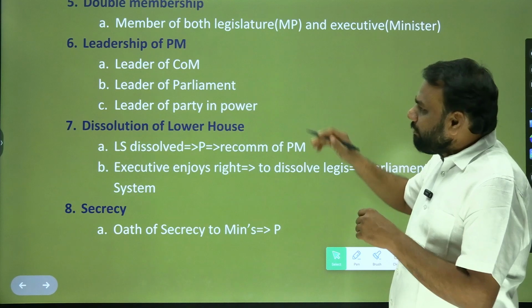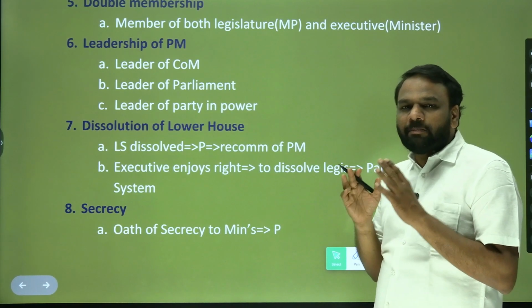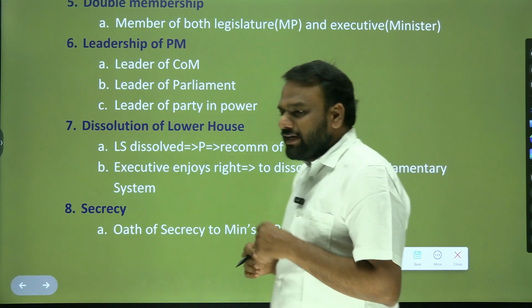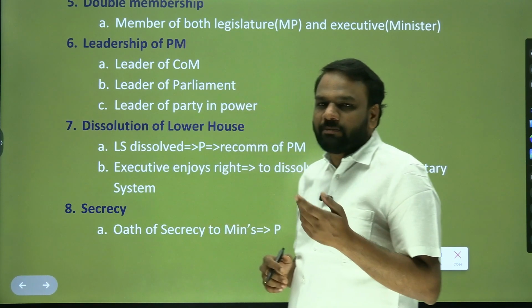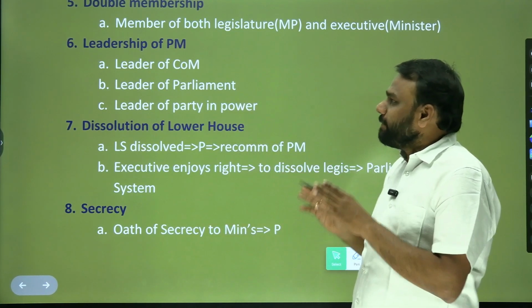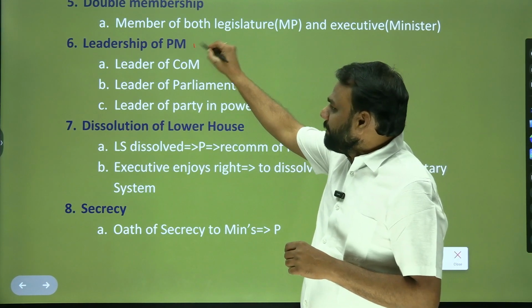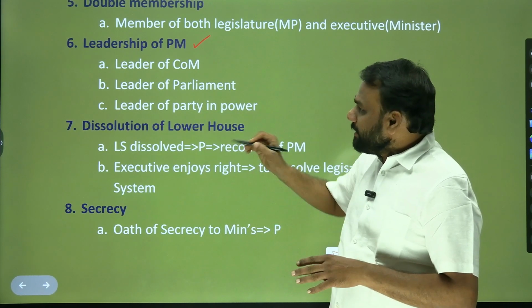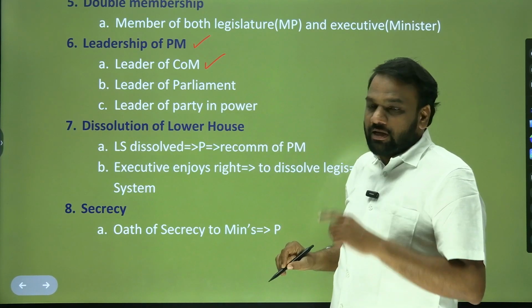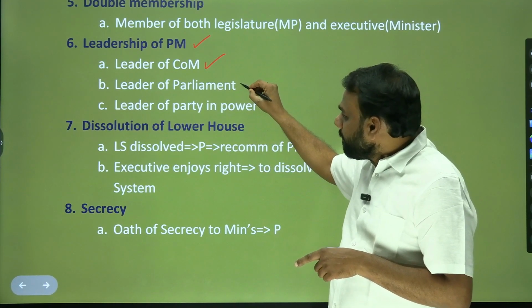Next, in the case of parliamentary government, we have the leadership of the prime minister. In the case of the presidential form of government, the leadership will be by the president. But here, in the parliamentary form of government, the leadership will be of the prime minister. So the prime minister will be the leader of the council of ministers. Prime minister will be the leader of parliament.